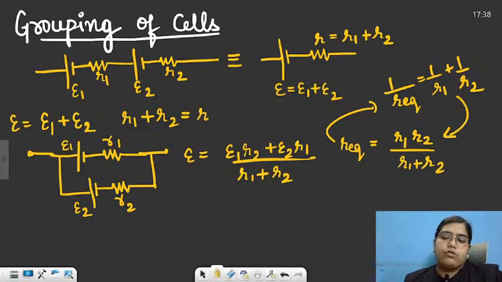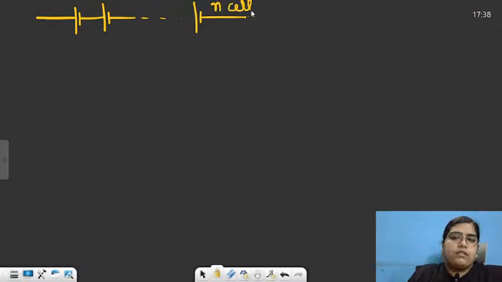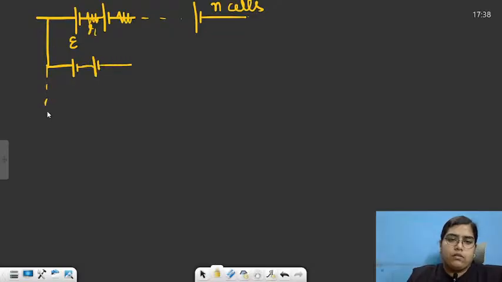Okay, this was for series and parallel. Then the third thing was mixed grouping. So in mixed grouping, what we discussed, what you must have studied, is that you have n number of cells in series, and each cell has some amount of internal resistance along with it, right? So there are n such cells, and the EMF of every cell is E, the resistance of every cell is R, and you have m such rows.